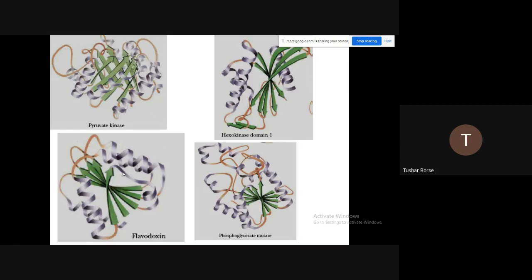Now look here, the example which is shown is pyruvate kinase. Here you can see that these sheets are all parallel in nature, and on both sides of this you can see that the helices are present. Then just look at this hexokinase domain. Now, can anyone tell me, looking at this structure, what type of sheets you can see here? Whether they are parallel or anti-parallel?